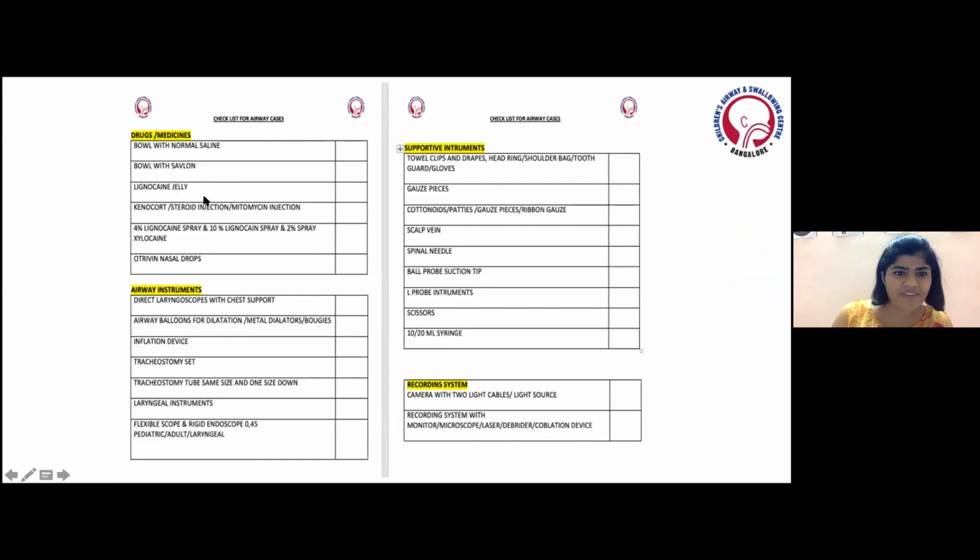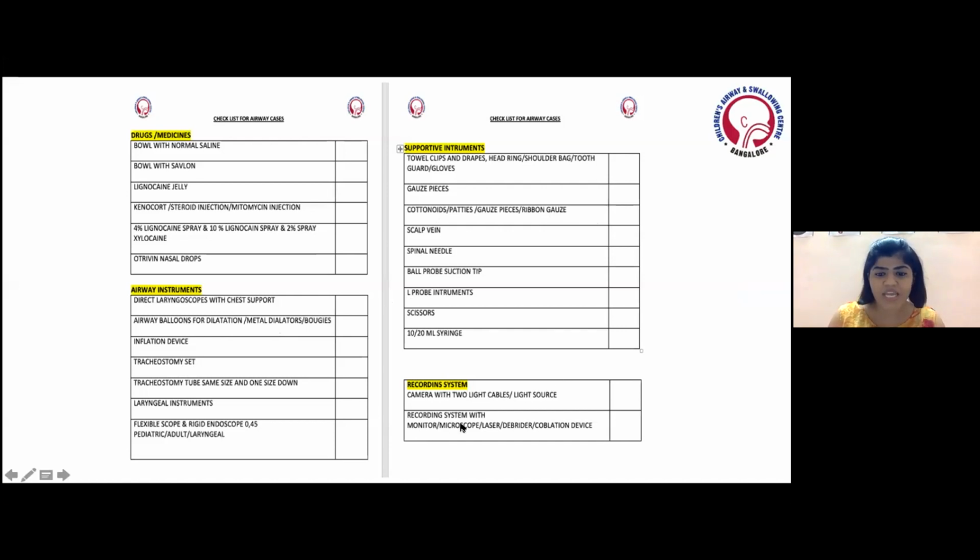So as you can see, we have included the quinolone injection, steroid, mitomycin. We keep almost everything ready because you never know which kind of surprises you will get once you scope the child. We keep airway balloons, not only the balloons, the metal dilators and bougies also ready, the tracheostomy set, the tubes, and not even the cottonoid patties, the gauze pieces and ribbon gauze. Because sometimes if the bleeding is less, you can manage with cottonoids. But if bleeding is more, like for debulking tumors and all, you may need ribbon gauze. So you cannot wait for the sister to get it and arrange the ribbon gauze at that time.